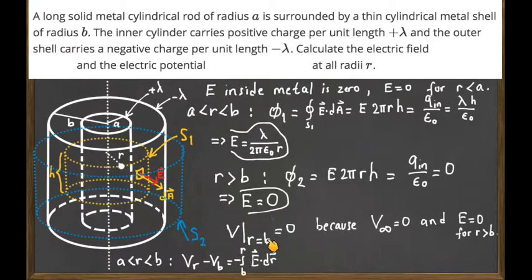And the thing is, we know what the electric field is in between these two cylinders. We have already calculated it from Gauss's law. So next, we just put VB equal to 0 because of the reasoning that we previously considered.